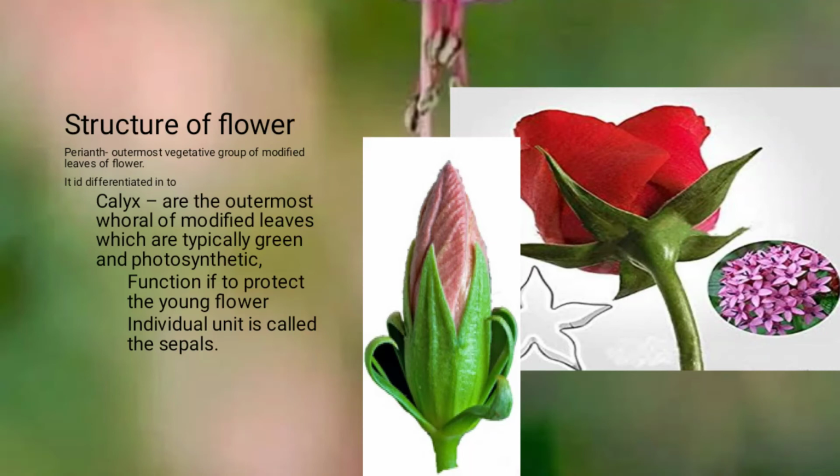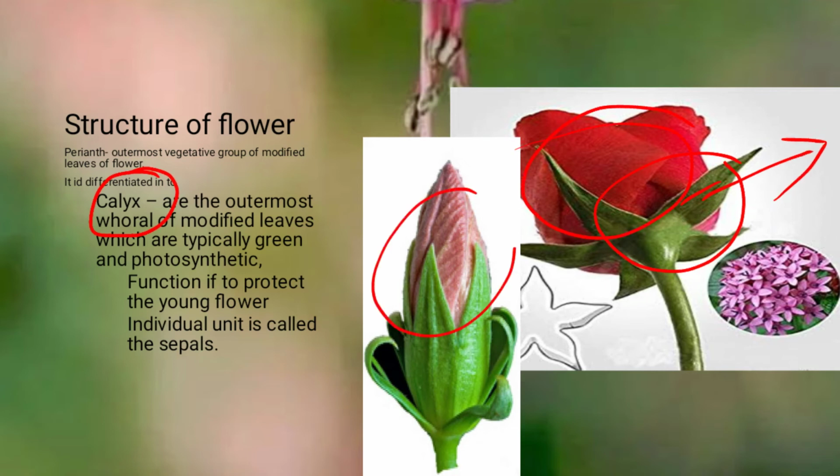Coming on to the calyx. Calyx is the outermost part of the flower. It is a vegetative part. It is green in color and it is a modified leaf. These are photosynthetic in nature, and this calyx has leafy structures. Each leafy structure, each unit of the calyx, is called a sepal. The calyx is very important to protect the flower in its bud stage.